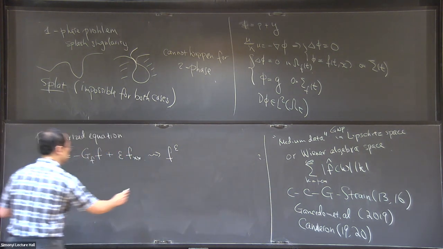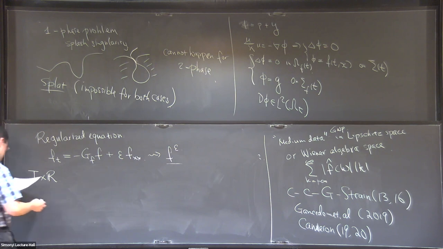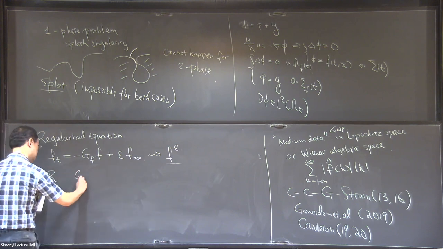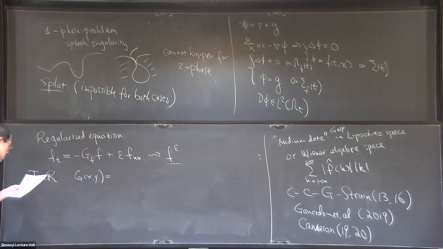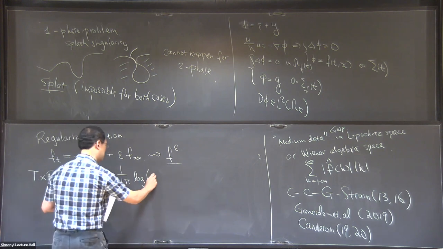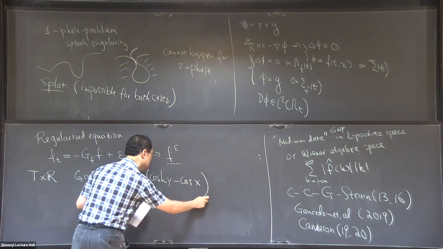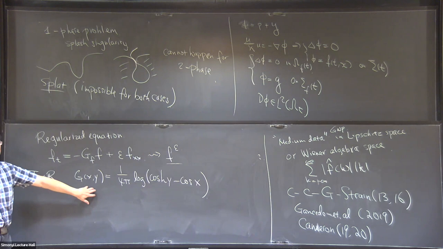To find this F epsilon, we are going to use the fundamental solution of the Laplacian in T times R. Being periodic in X and R in Y, we can write down the fundamental solution of the Laplacian explicitly. G of X, Y is equal to 1 over 4 pi times log of hyperbolic cosine Y minus cosine X. You can directly check that the Laplacian of G is equal to minus one, minus delta.